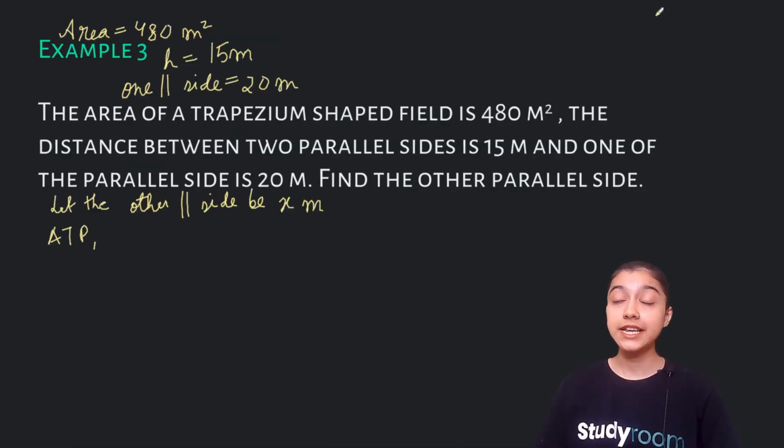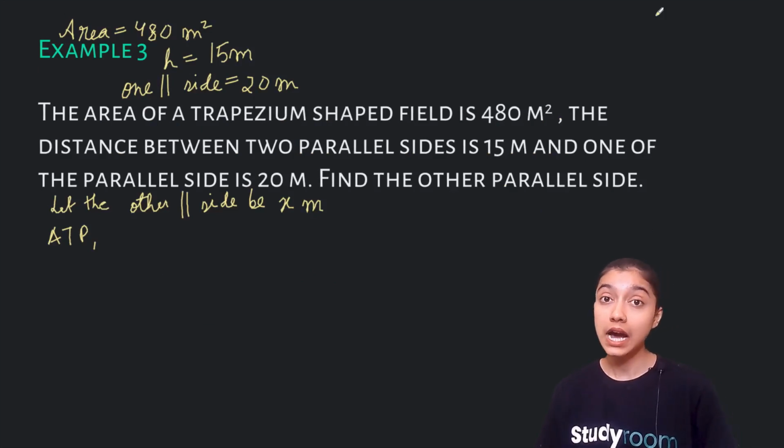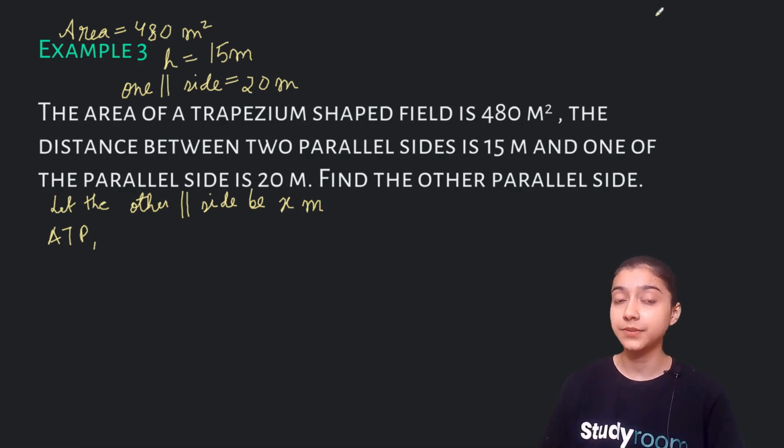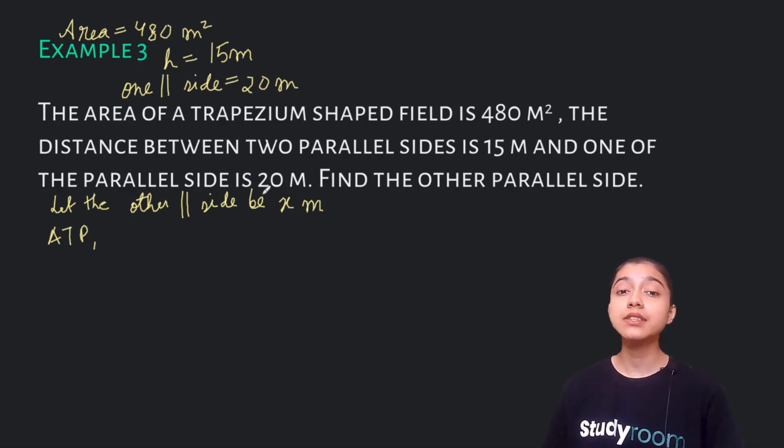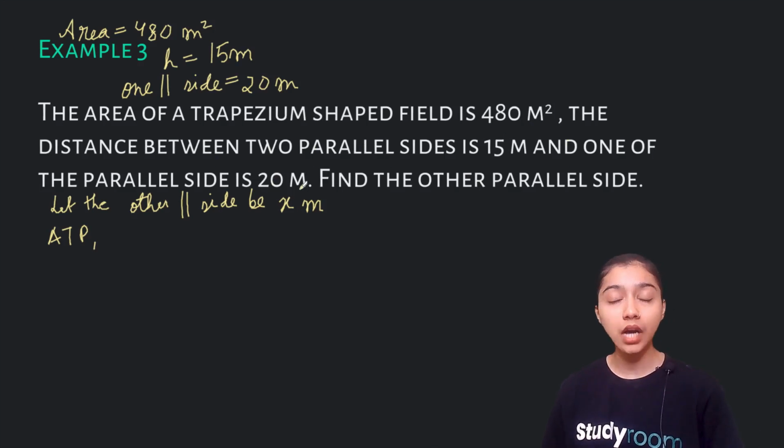In the previous lecture, I taught you how to calculate the area of the trapezium. I hope you all remember the formula. The formula was half multiplied with the sum of the parallel sides multiplied with the perpendicular distance between them. So here we have an example: the area of the trapezium shaped field is 480 meters square. The distance between the two parallel sides is 15 meters. If one of the parallel sides is 20 meters, find the other parallel side.